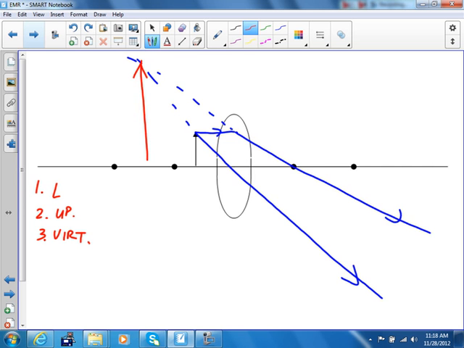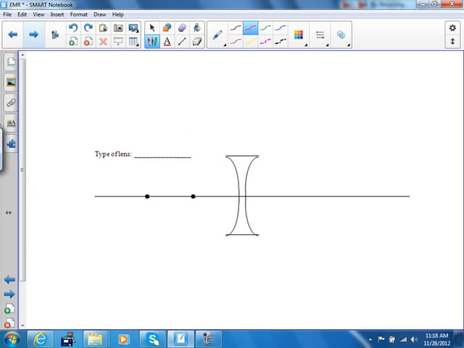I'm going to do one more ray diagram with you. What do you think it's going to look like? What kind of lens is this? This is a diverging lens. All rays parallel to the principal axis here do what? They diverge away from the focal point. This is F, this is 2F.